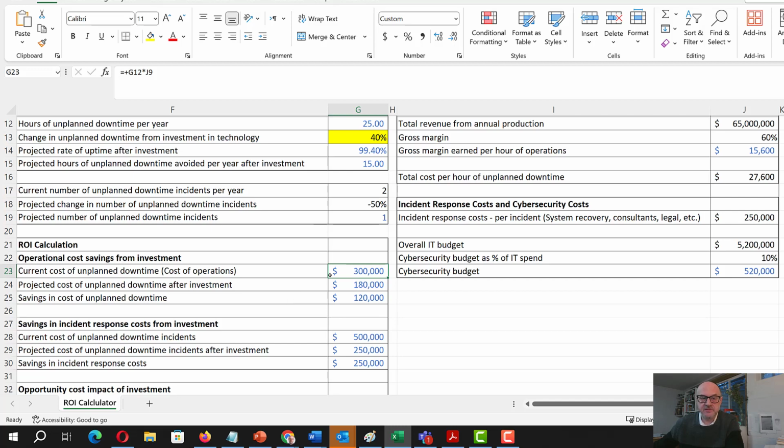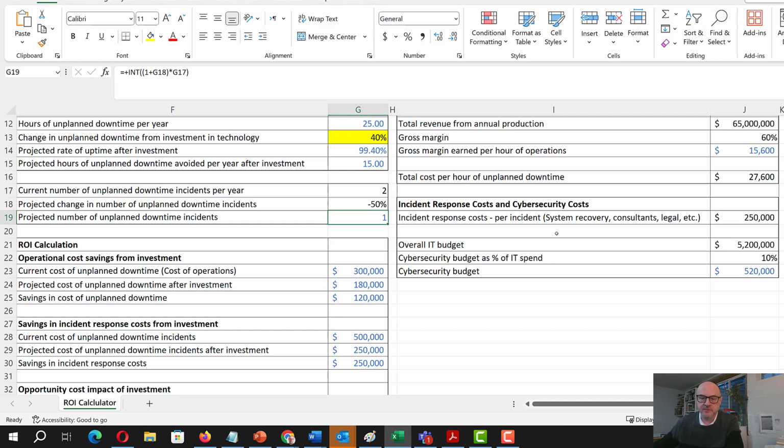If they can cut that to 15, they've saved $120,000. That's $120,000 payback from an investment in the technology. We also modeled that a prospective client could reduce their number of unplanned downtime incidents from 2 to 1 per year. And we are estimating that the incident response cost is $250,000.